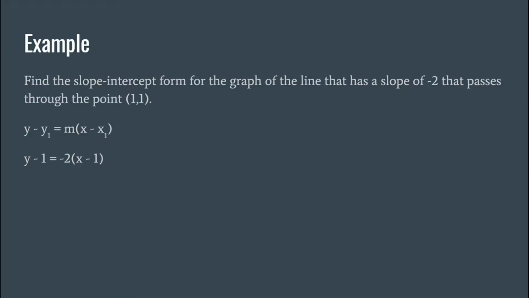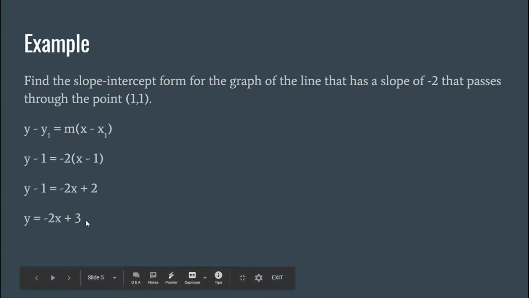This time, I'm going to distribute. Then I'll isolate the y by adding 1 to both sides. And that's what I get. So now we went from the point-slope form to the slope-intercept form, because now it's in the form y equals mx plus b.